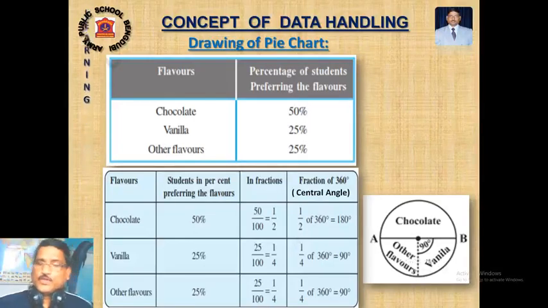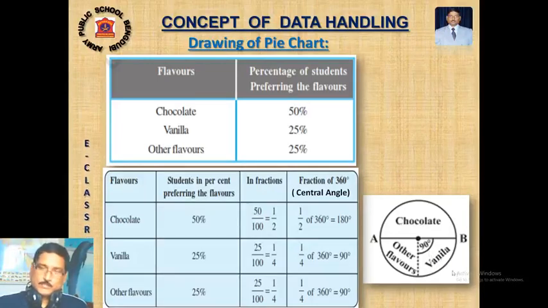If you are drawing a very small circle, then you have to mention the name of the individual item outside the circle, putting an arrow mark. Chocolate you can write outside and put an arrow inside, so it represents chocolate. Other flavors you can do the same way. When there is enough space inside, you can write the name of the item inside also, and the degree also.